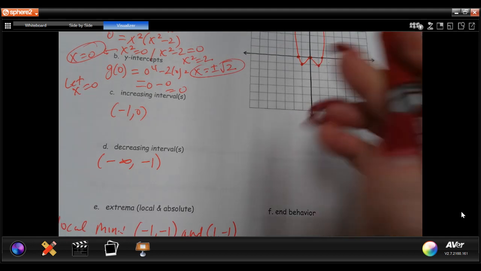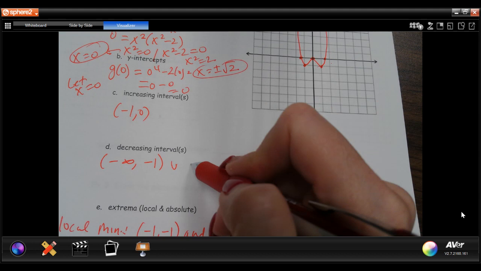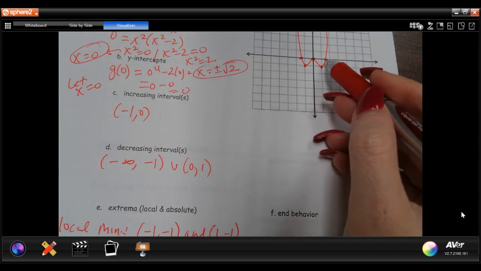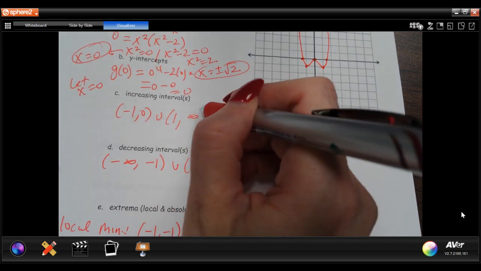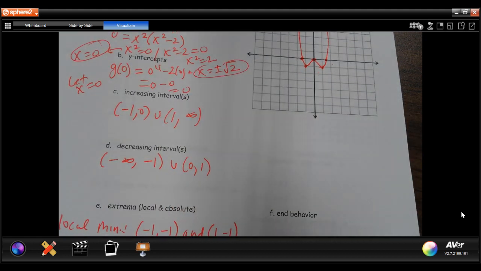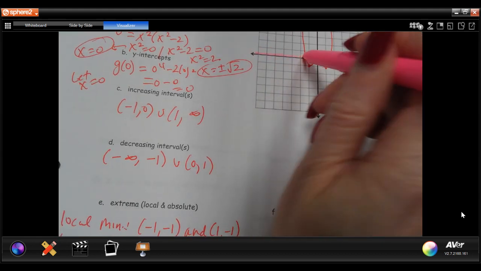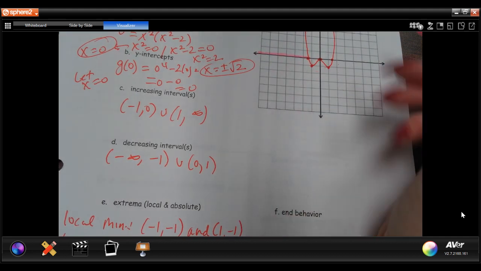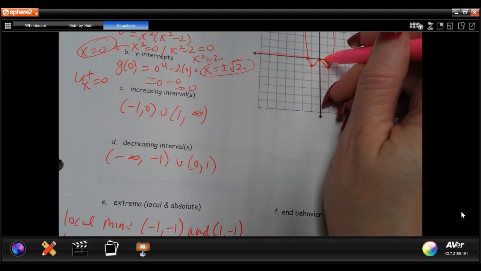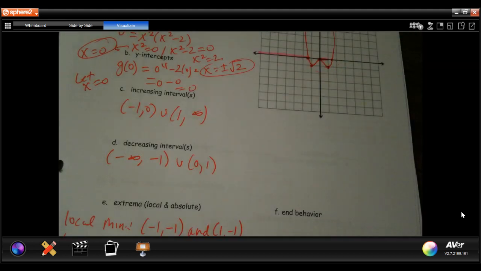Then it's decreasing from 0 over to positive 1. And then it's increasing from 1 to infinity. So sometimes I tell people it helps them if they kind of highlight and they say, okay, negative infinity over to 1 is where this is decreasing. Then it goes increasing. Then it's decreasing right in here from 1 to 2.